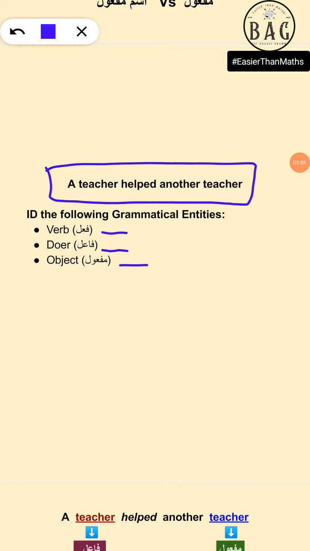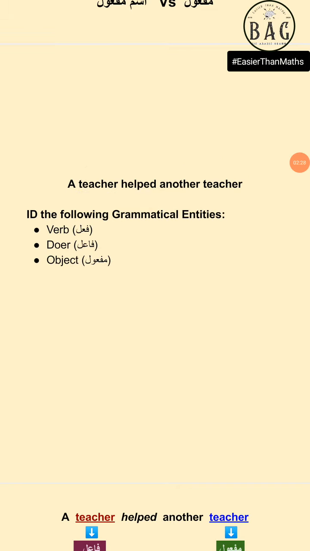All right, so I hope that you guys labeled this as verb. Okay, then this teacher is going to be the doer. Okay, and this teacher over here is going to be the object. Okay, I'm not getting into subject and object, these kind of things. Simply remember, by now you should be knowing what a fa'il and maf'ul is. Okay, so I hope that you guys labeled it this way.